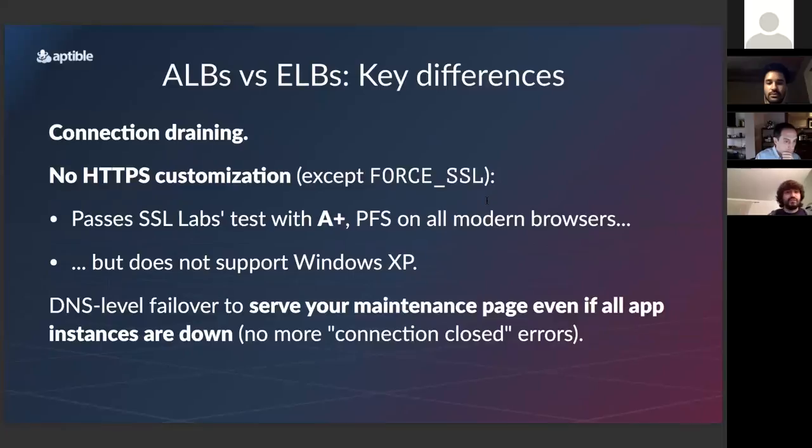So this means you can't disable weak cipher suites, and you can't set custom ciphers or custom protocols. That being said, the default that we provide on ALBs, which is what AWS actually provides on ALBs, is more or less equivalent to what disabling weak cipher suites would otherwise do. So by default, you will end up having an SSL configuration that gets you an A+ on SSL Labs and perfect forward secrecy on all modern browsers, which in most cases is actually what you want.